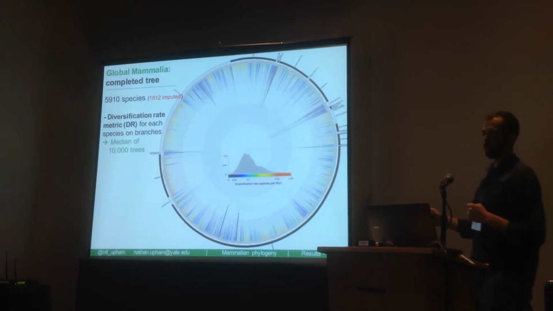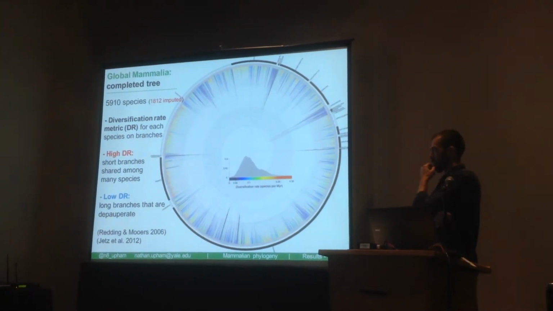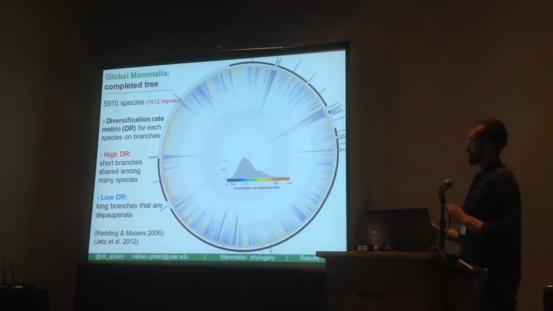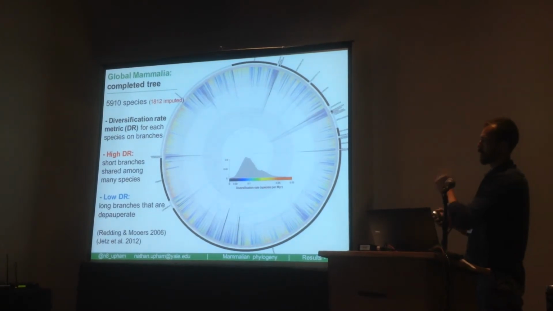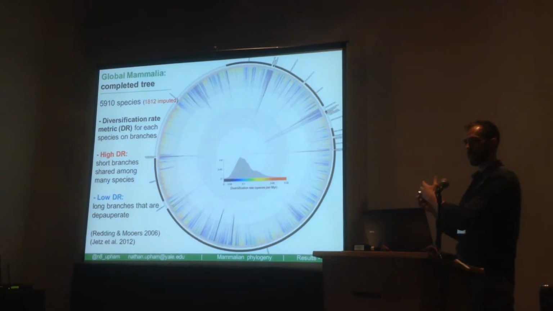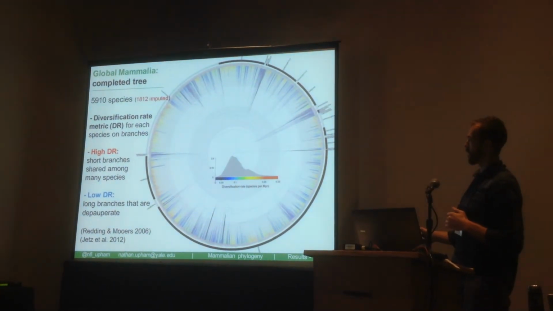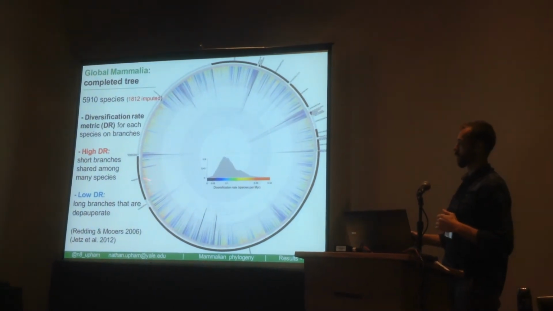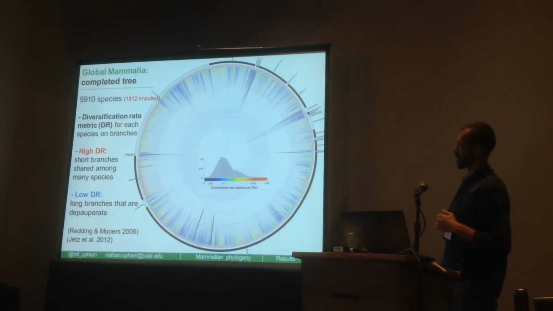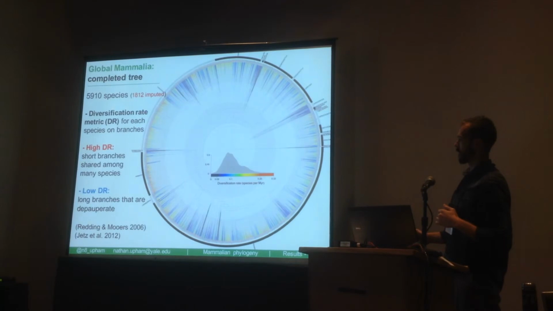If you're not familiar with this DR metric, it's basically a way to look at the amount of shared branch length in relation to the number of downstream species. So it's sort of a look at the splitting rate from root to tip. So high DR, these red values, are short branches shared by many species, and low DR are these long depopulated branches. So you can see the distribution of DR across the tree.